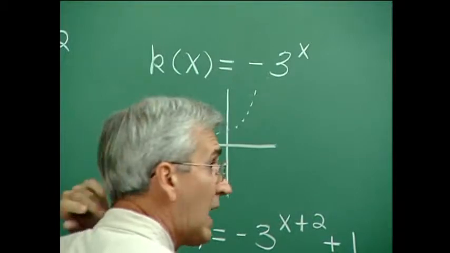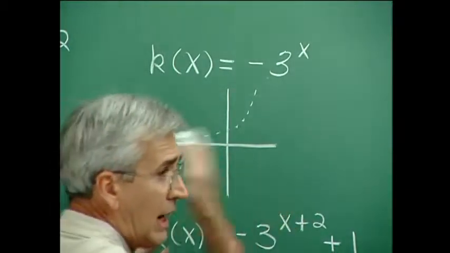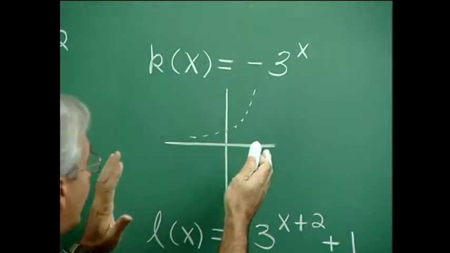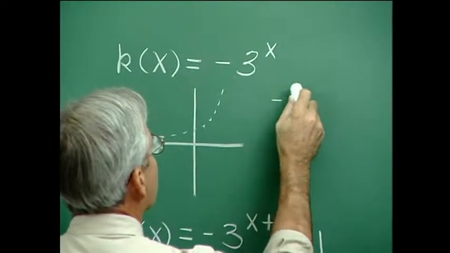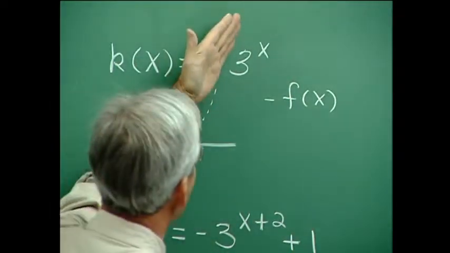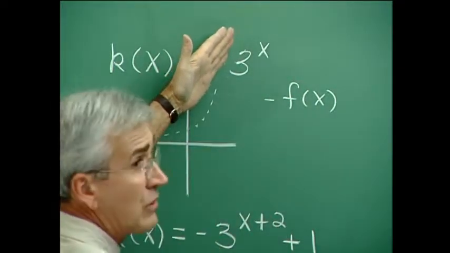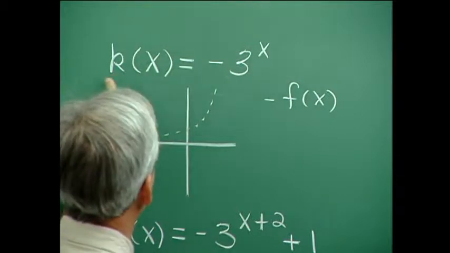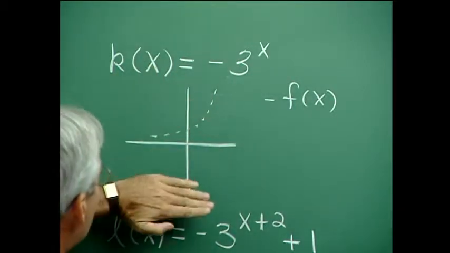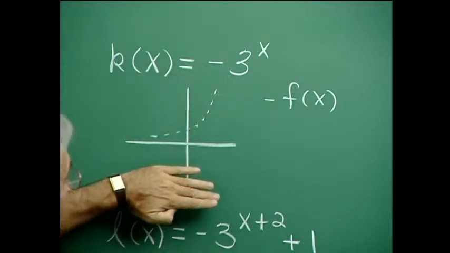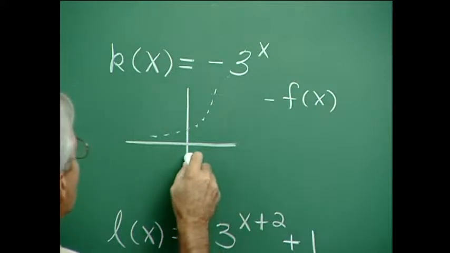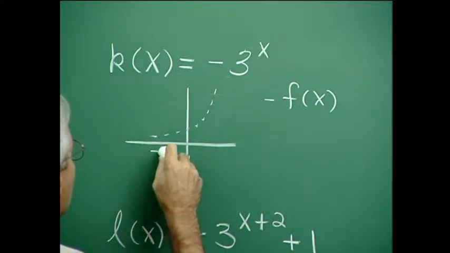Okay. k of x is negative 3 to the x power. Now, a couple of ways of analyzing this. We could actually use point plotting for all of these, by the way. But to think of it in terms of reflection, this is the negative of f of x. Remember that 3 to the x power had these vertical distances associated with it, and for k of x, this is just the negative of those vertical distances. So we get a reflection then in our x-axis. And here we see that idea once again from our study before.